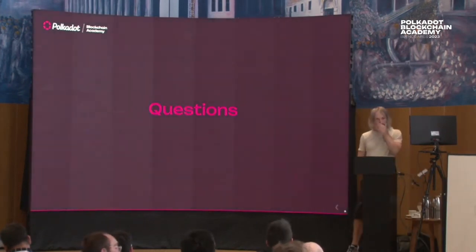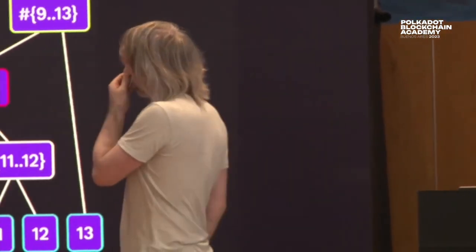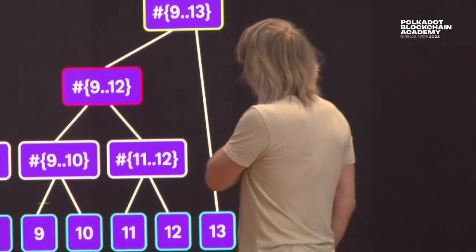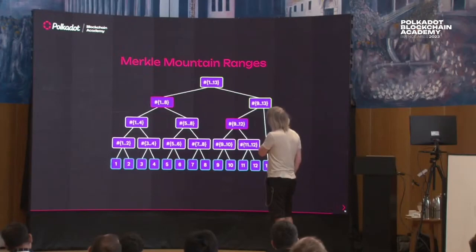Question as well. Can we add some dummy nodes in the tree to make sure that it's uniform, balanced? Oh, like dummy nodes. Like in here, you mean? Yeah.